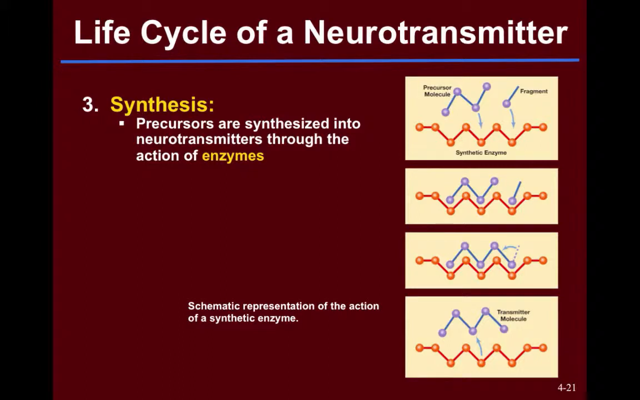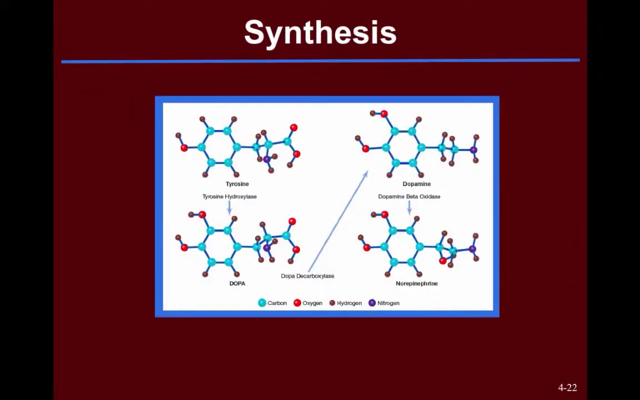So here's an image of how that would look. We have our precursor molecules and fragments, and then the enzyme that helps with the synthesis. They bind to the enzyme, and then the transmitter molecule is created. And here's an example of how that would actually look with dopamine.